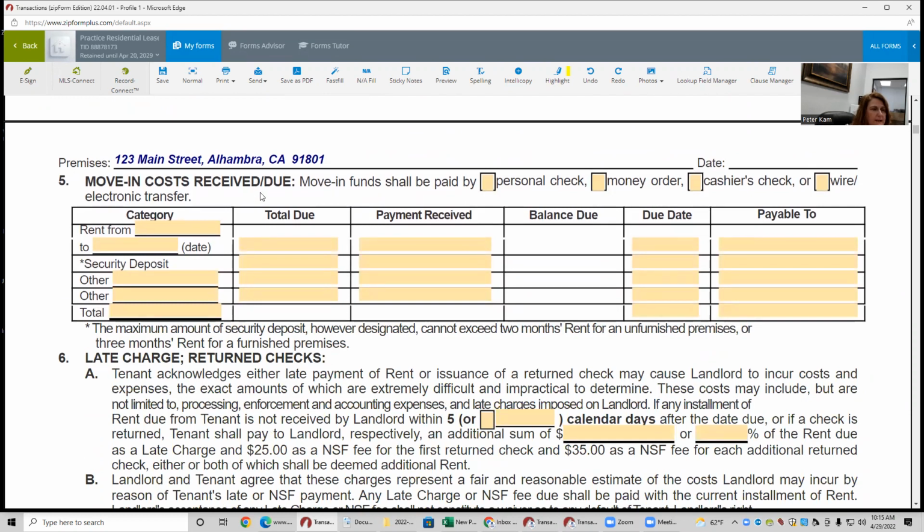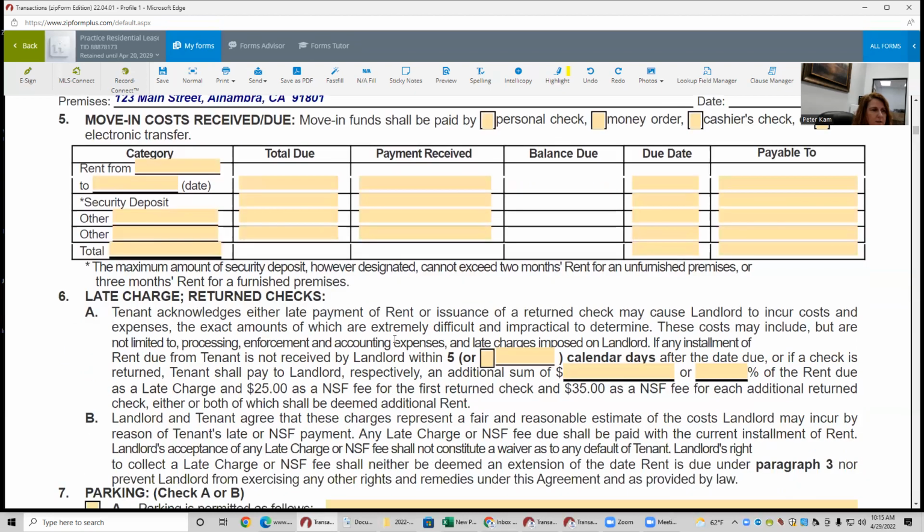So move-in costs shall be paid here for us. I always check cashier's check. The first time in, I want a cashier's check because it is cash. So don't forget to check one of these boxes. I recommend for the first month in security deposit, you're getting a cashier's check made payable to the landlord. So you indicate here what rent they're paying. That's probably going to be the first month's rent. The security deposit goes here. If you have a key deposit or anything like that, you can insert it here. It'll total down for you.